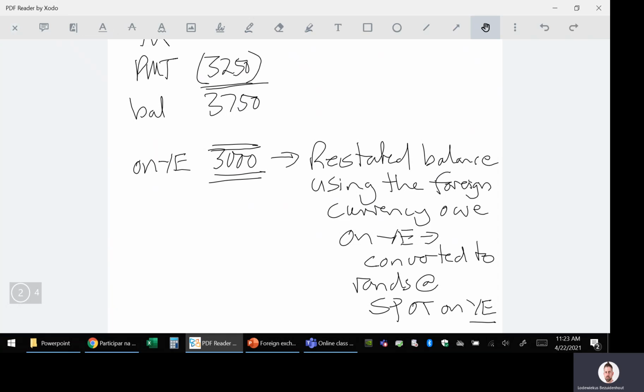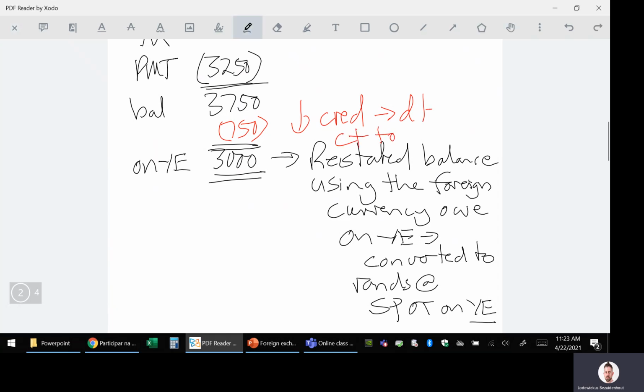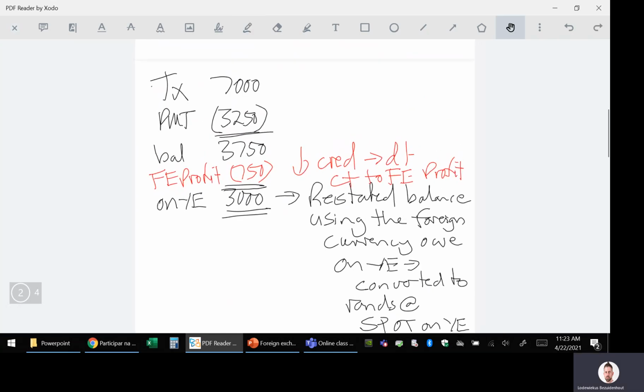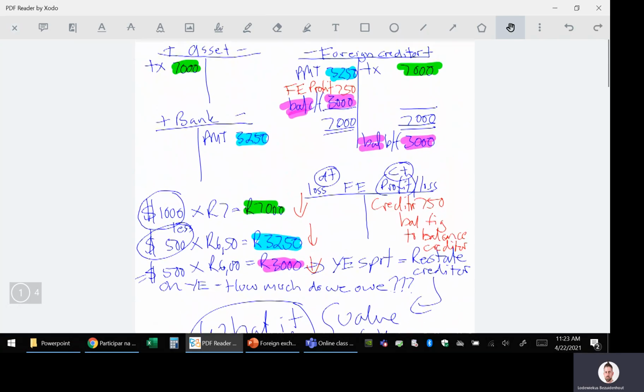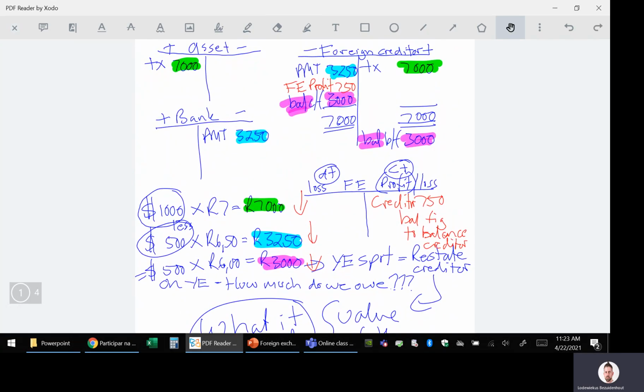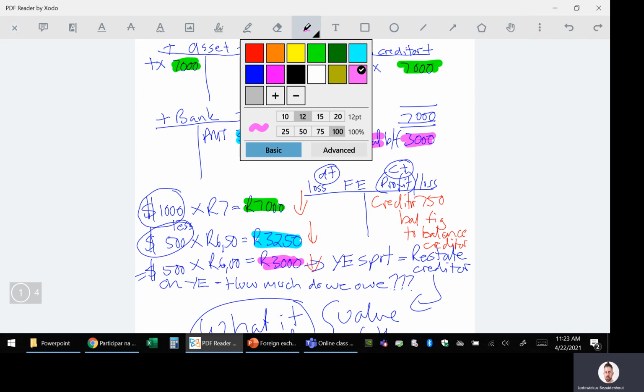All right, so if the balance is 3,750, how much do we need to make it less with to get it to 3,000? So we have to decrease it with 750. Because we decrease the creditor, we have to debit the creditor. And then the other side of it will be a credit the foreign exchange profit. All right, so that is this example. So that 750 credit is a foreign exchange profit.